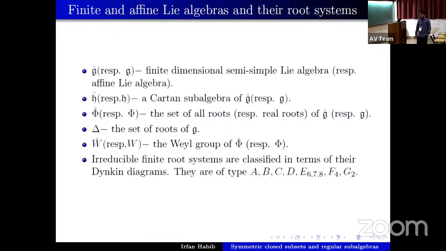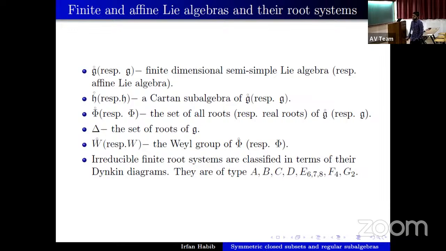Let us start by defining the notations. Let G naught be a finite dimensional semi-simple Lie algebra and G be an affine Lie algebra. Let H naught be a Cartan subalgebra of G naught and respectively H be a Cartan subalgebra of G. Let phi naught be the set of all roots of G naught, whereas phi denotes the set of all real roots of G. We denote by delta the set of all roots of G. Let W naught be the Weyl group of phi naught and respectively W be the Weyl group of phi.